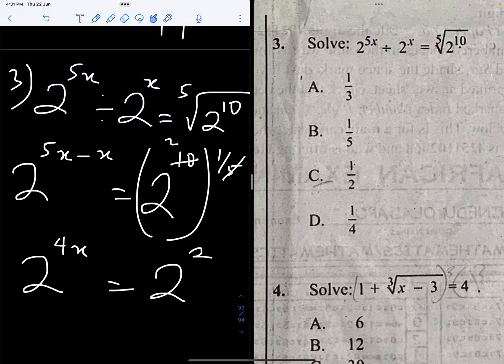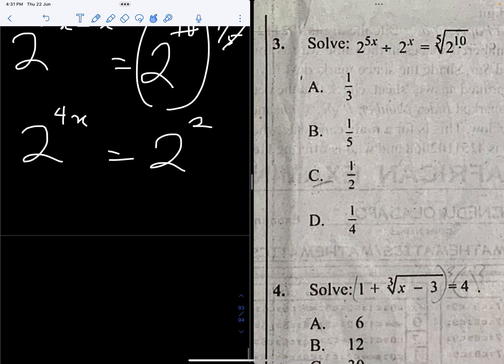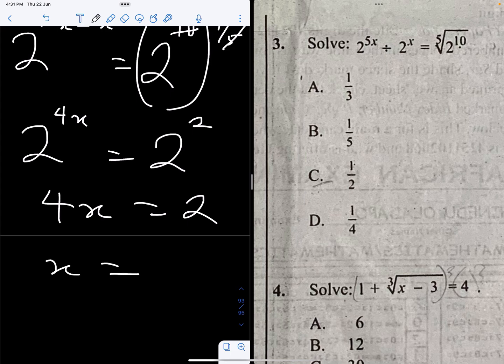Which simply means now we can equate the powers. That simply means 4x equals 2, and if you divide both sides by 4, x will be equal to 1 over 2. 2 over 4 is the same as 1 over 2. Now we go straight to the next, number 4.